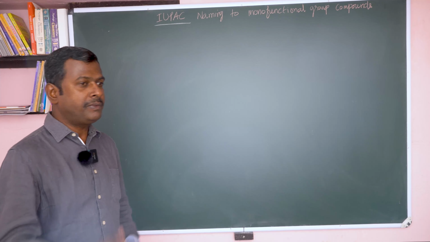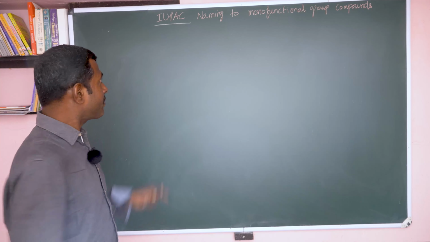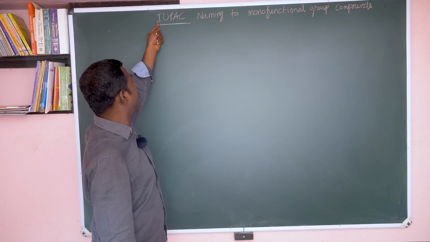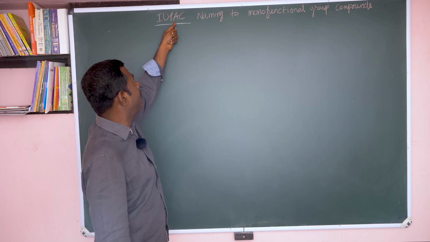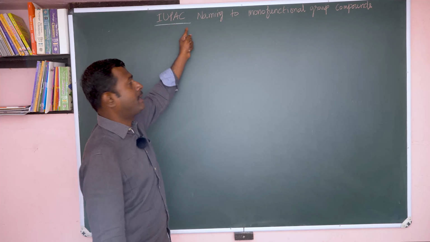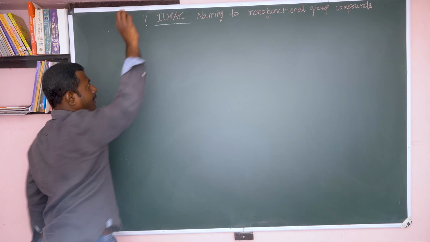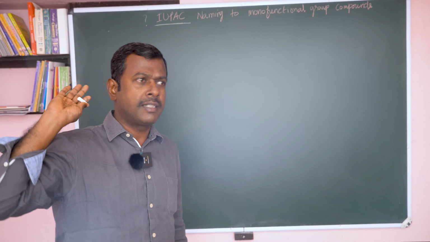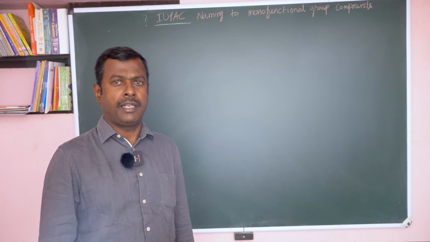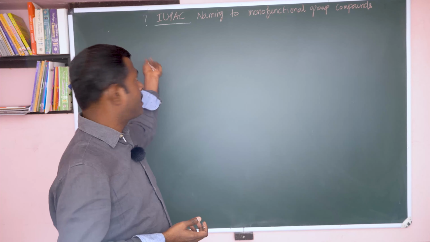IUPAC is like the panchayat board in chemistry. The expansion for IUPAC is: I for international, U for union, P for pure, A for applied, C for chemistry. International Union of Pure and Applied Chemistry. So what is the necessity to give IUPAC names to organic compounds? Already we have seen we can give names like methane, ethane. What is the necessity for giving this type of names?